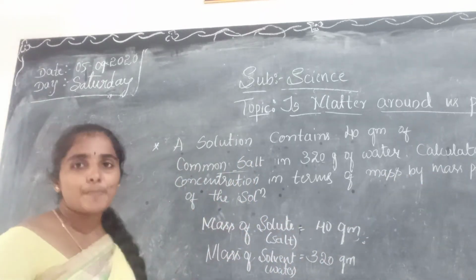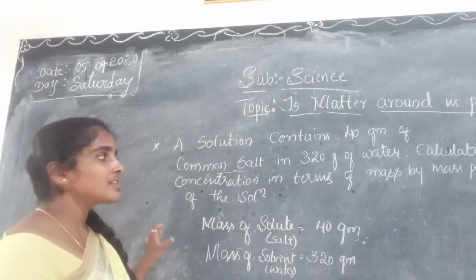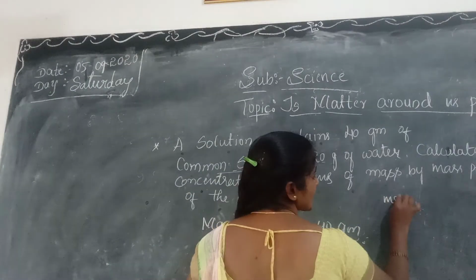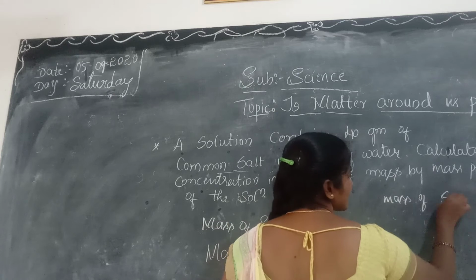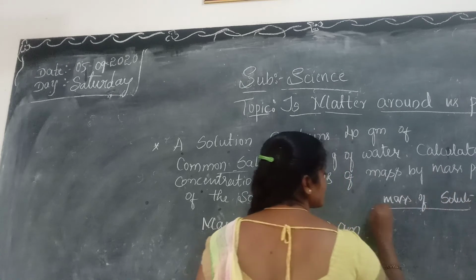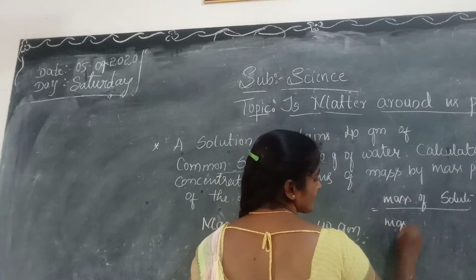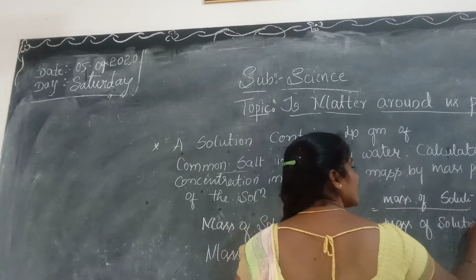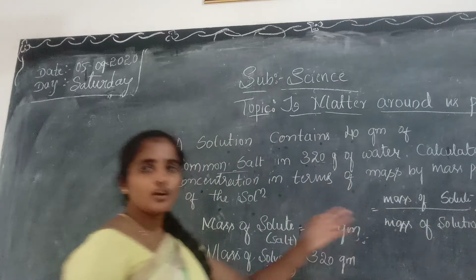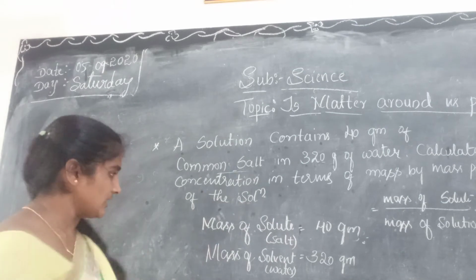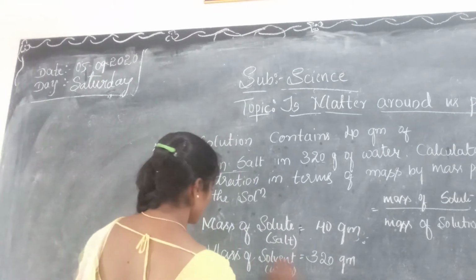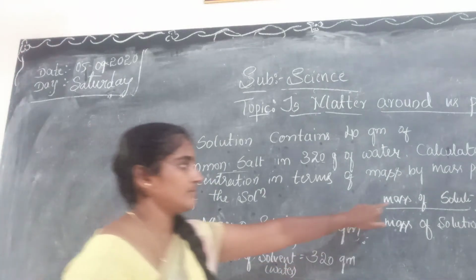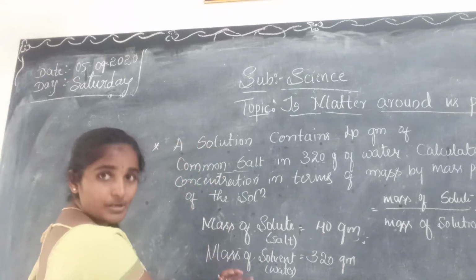Mass by mass percentage of the solution. What is the expression of mass by mass percentage of the solution? That is mass of solute divided by mass of solution, into 100. This is the expression of mass by mass percentage of the solution. So we already have the mass of solute. They give only the mass of solute.